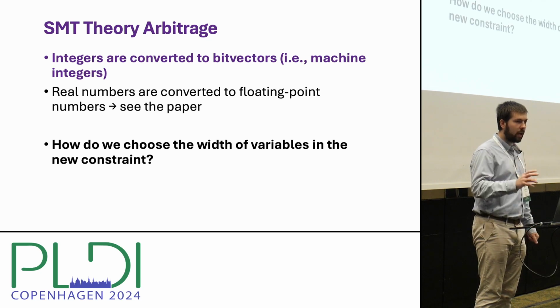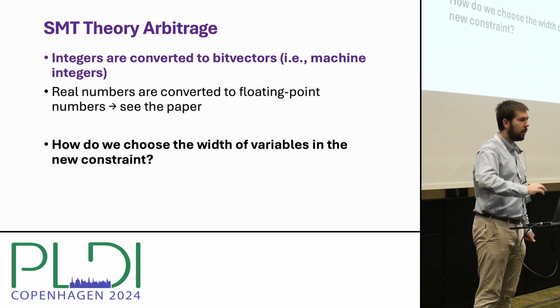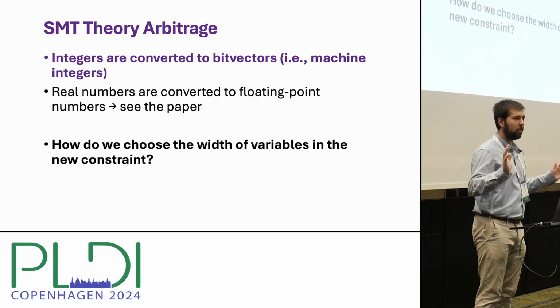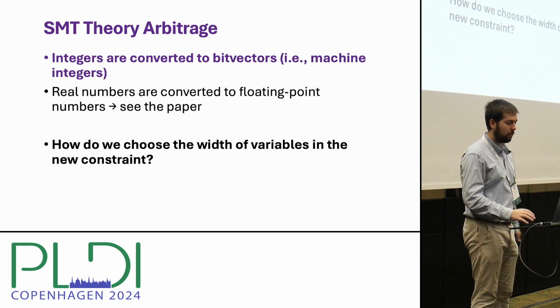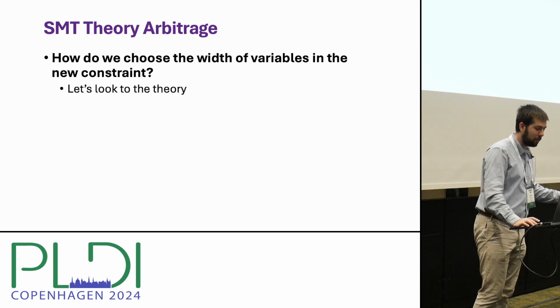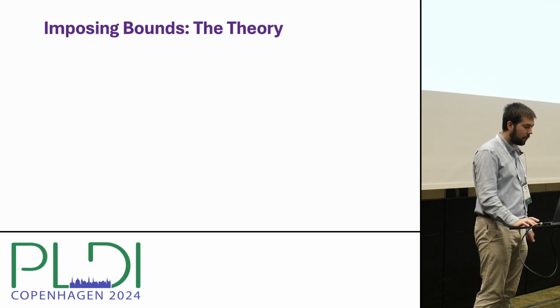The question we need to answer is how do we pick the width of variables? You saw that number 12 that I showed in the example slides. Where did the 12 come from? That's really the story of how we do this. So as any good program verification researchers, our first thought was, well, let's look at the theory. Can we get a theoretical answer to what that width should be?